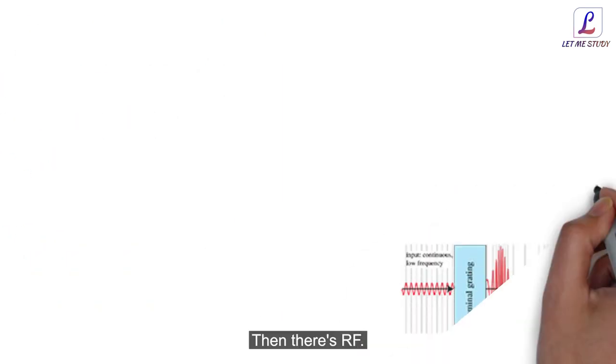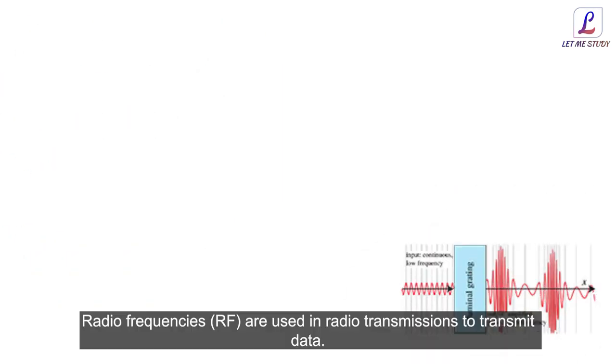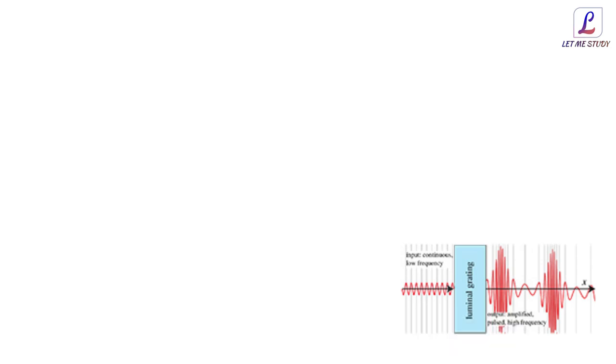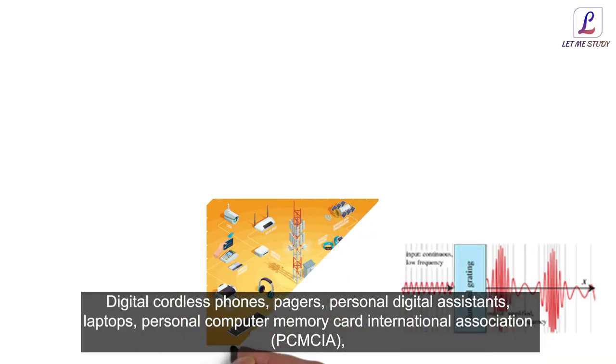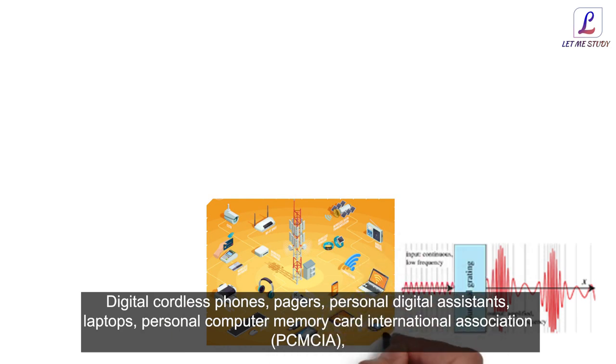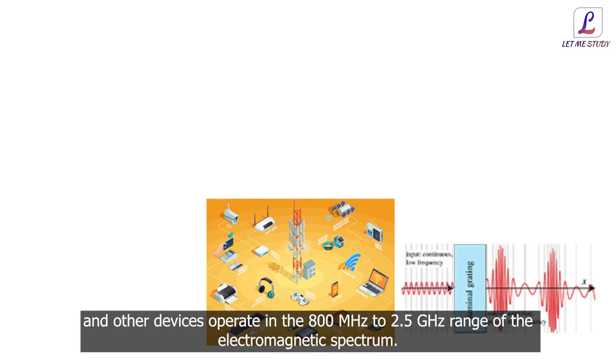Then there is RF. Radio frequencies, RF, are used in radio transmission to transmit data. The electromagnetic spectrum contains a wide variety of radio frequency bands that are designated for various services. Digital cordless phones, pagers, personal digital assistants, laptops, PCMCIA (Personal Computer Memory Card International Association) devices, and other devices operate in the 800 MHz to 2.5 GHz range of the electromagnetic spectrum.